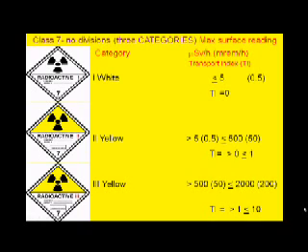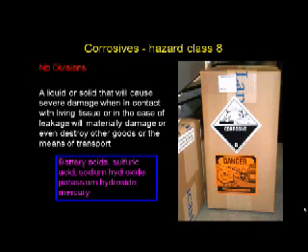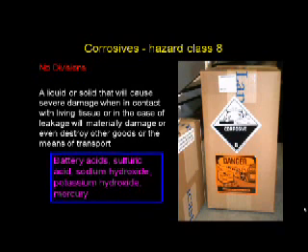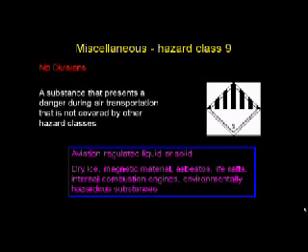Radioactive materials give off ionizing radiation. Corrosive materials degrade flesh or degrade metal. Examples of corrosives would be battery acid, caustics, mercury, just to name a few. And class 9 are miscellaneous. These are materials that don't neatly fit into class 1 through 8, but cause problems for transportation. So this would include things like dry ice, magnetized material, environmentally hazardous materials such as those.